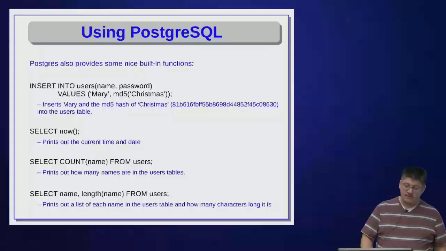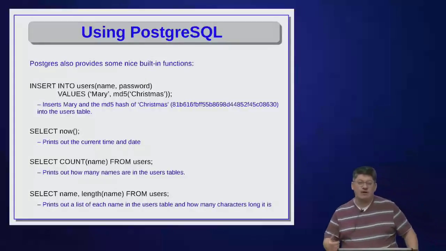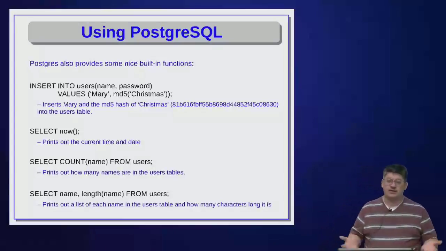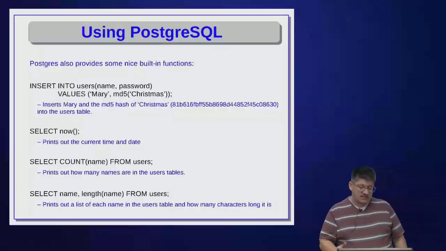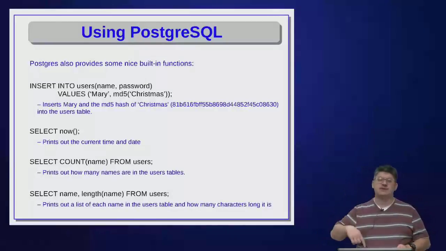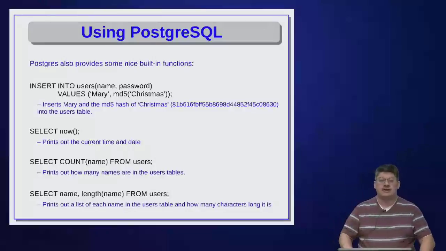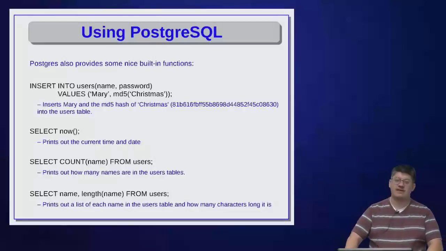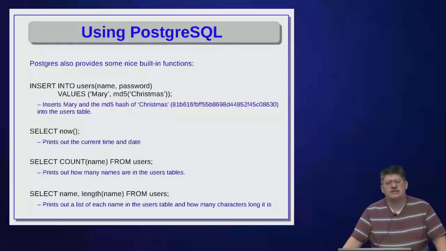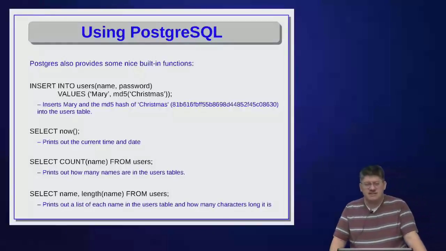Christmas. Another function is the now function, which returns the current date and time. So you could say select now, and it'll tell you what time it is. You could select count of name from users. It'll actually go through a table and count how many names there are. And so that's a way of getting an idea of how many records are in your table. I think you can actually do that in SQLite, because SQLite does provide some aggregates.